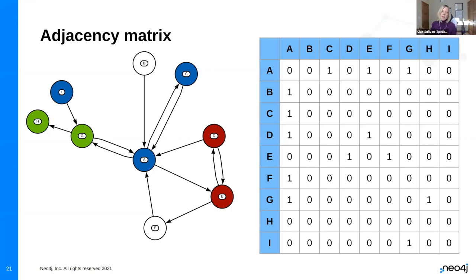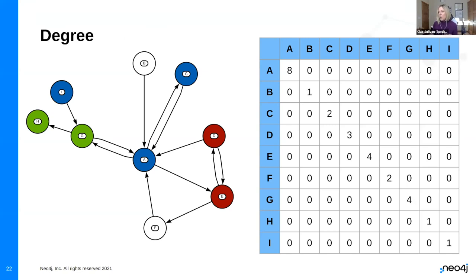You could think of this in a directed or an undirected context, and what you would have in the undirected case is something that's symmetric about the diagonal. We can also do this looking at degree. How many degrees does each node have?